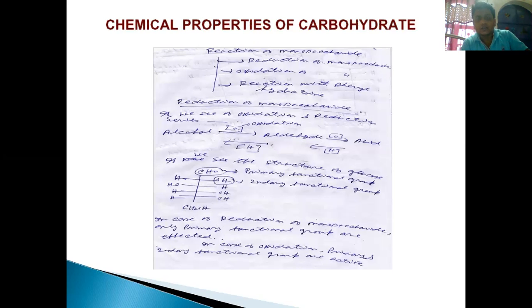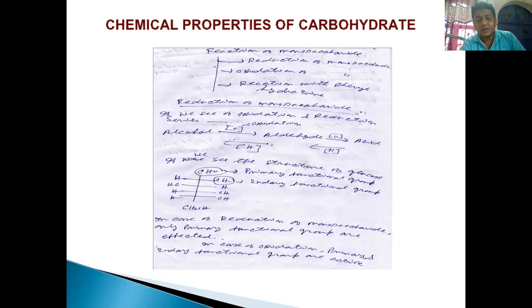Consider reduction of monosaccharides. If we see our oxidation and reduction series, alcohol when oxidized becomes aldehyde, and when that oxidizes further, it becomes acid. Similarly, when acid is reduced, it becomes aldehyde, and aldehyde when reduced becomes alcohol.